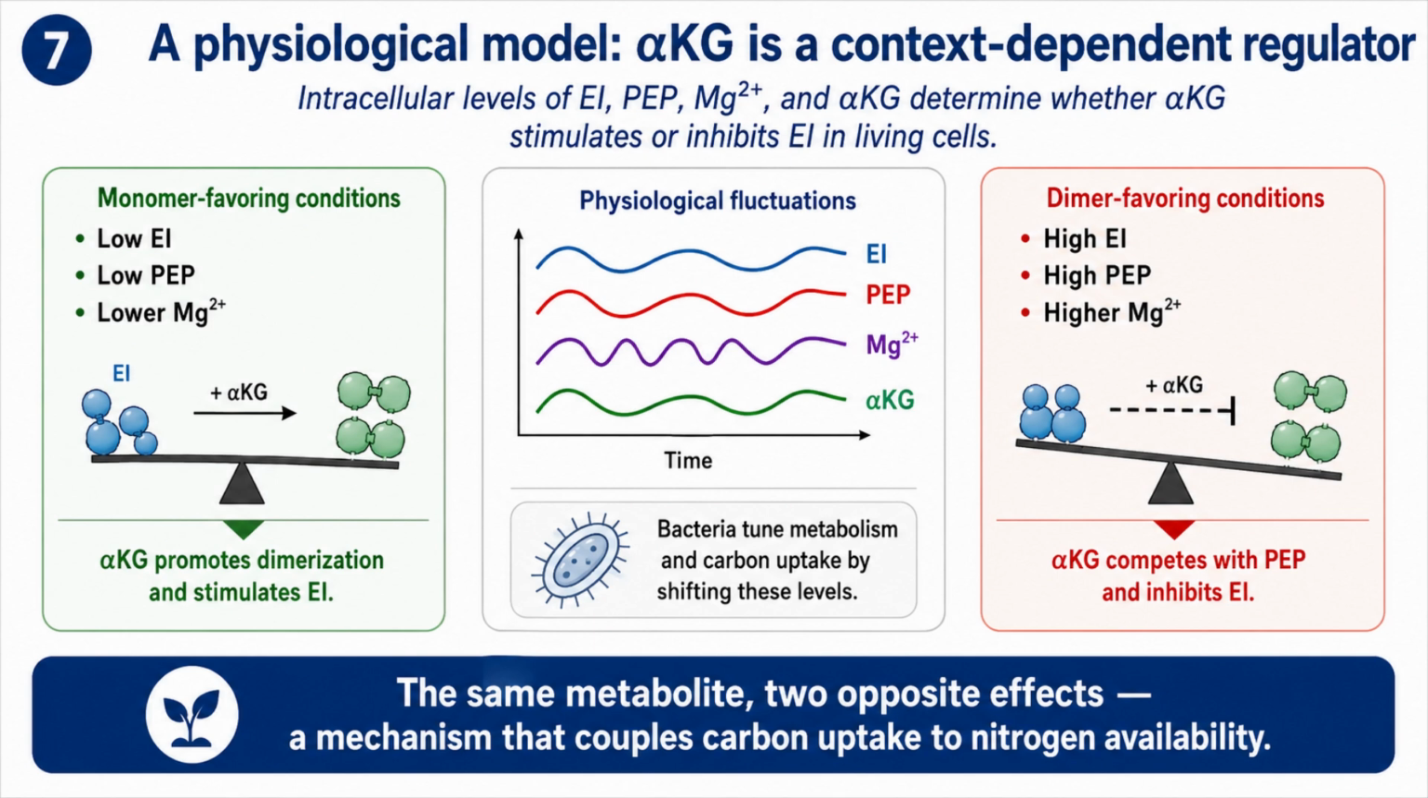Physiological changes in E1, PEP, magnesium, and alpha-ketoglutarate levels can determine whether alpha-ketoglutarate stimulates or inhibits E1. Together, these results show that E1 regulation cannot be understood from ligand binding alone. The oligomerization state of the enzyme determines the functional output of metabolite binding, providing a mechanism for bacteria to tune carbon uptake in response to nitrogen availability.